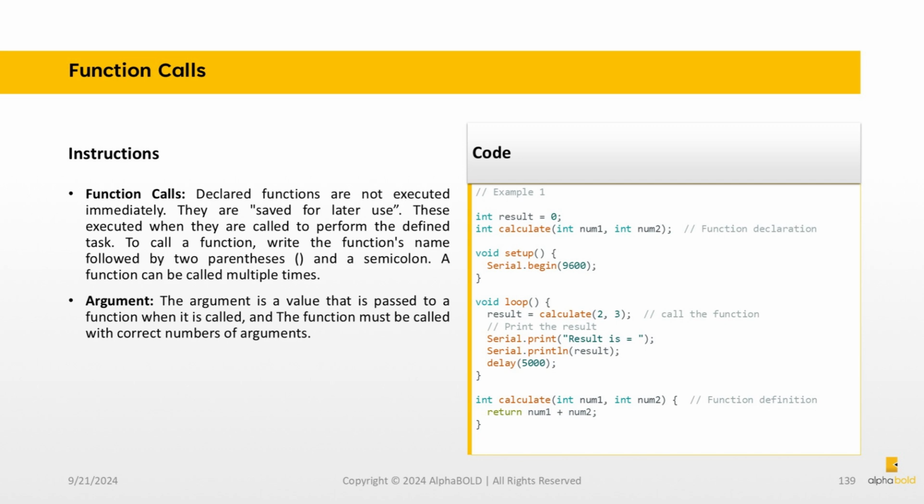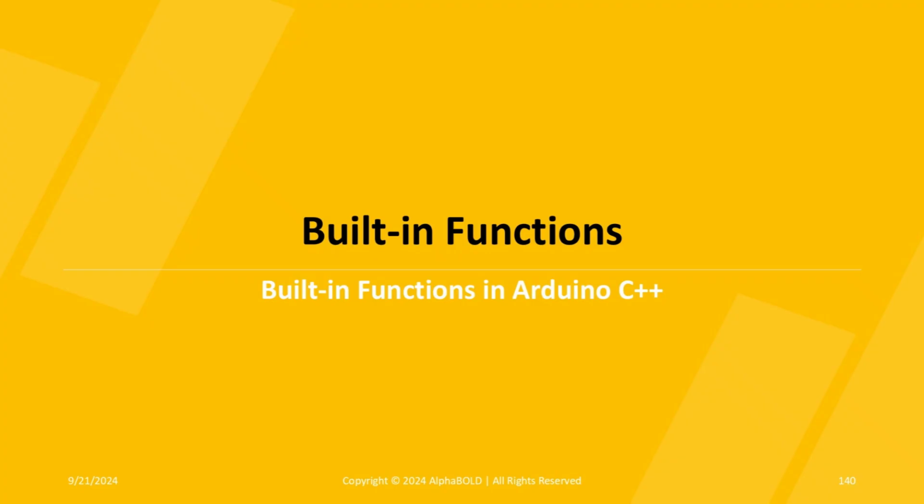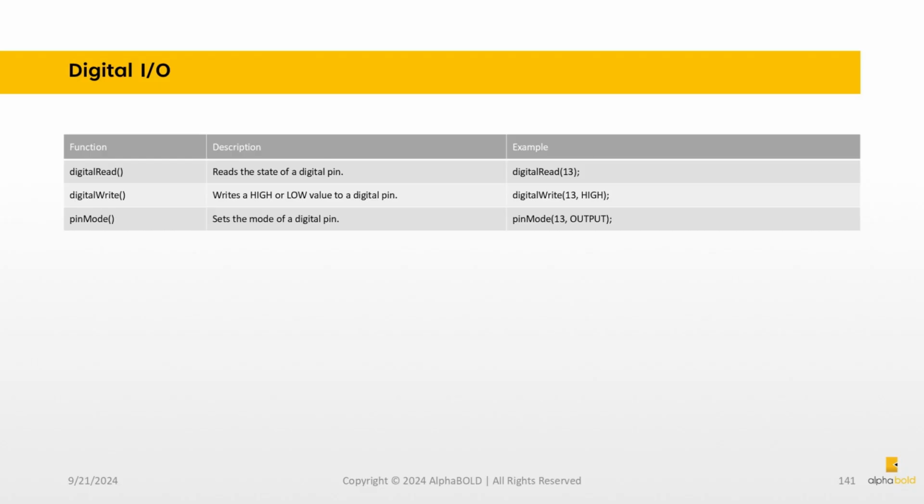Argument. An argument is a value that is passed to a function when it is called, and the function must be called with the correct number of arguments. Built-in functions. Digital input, output, I/O. Functions are essential for interacting with external components.